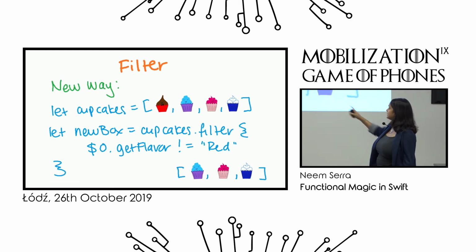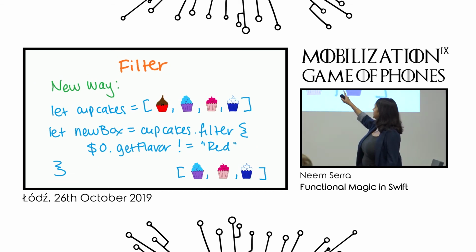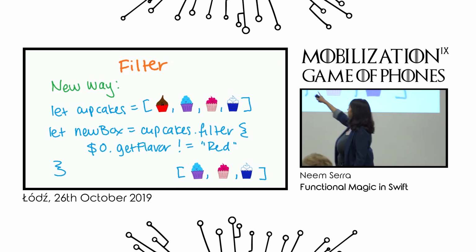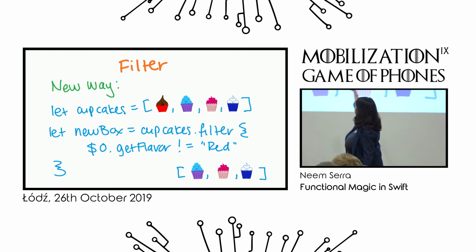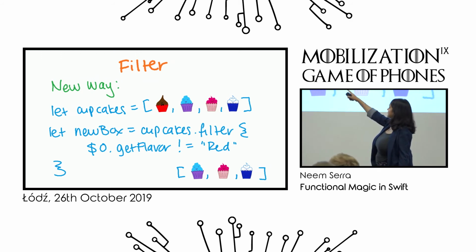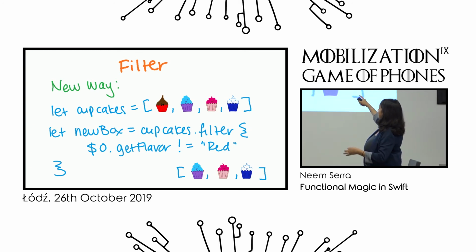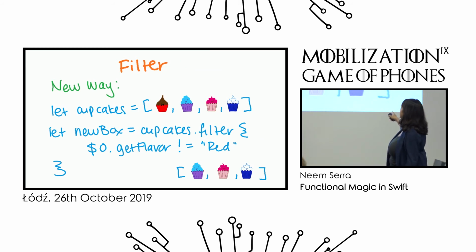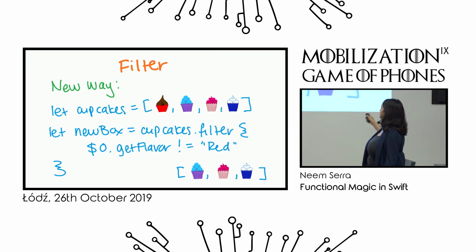In the new way, we would just say filter, and it would take something like this, and this would be the include part of it. If the flavor is red, then keep it. If it's not red, then get rid of it. And you would just get back a box of cupcakes with 3 cupcakes in it, which is pretty nice.